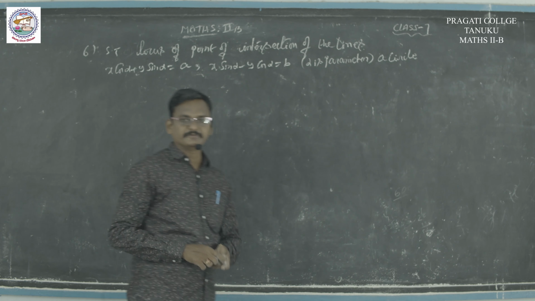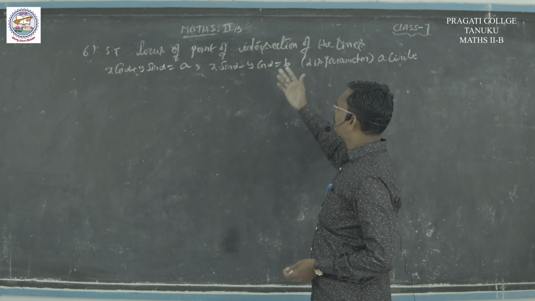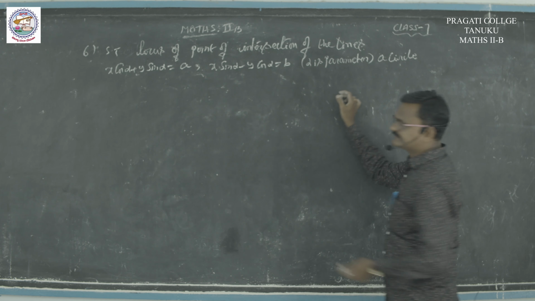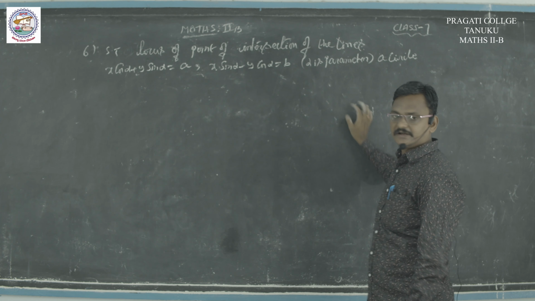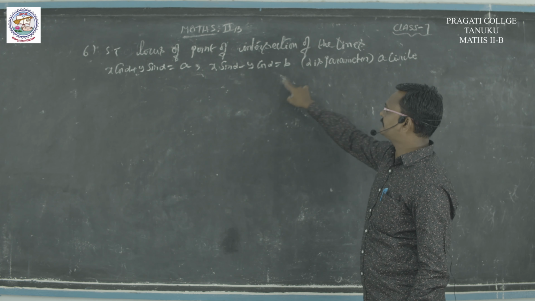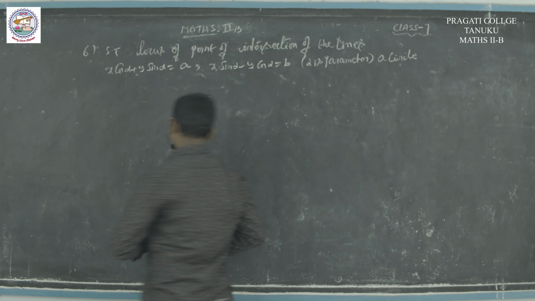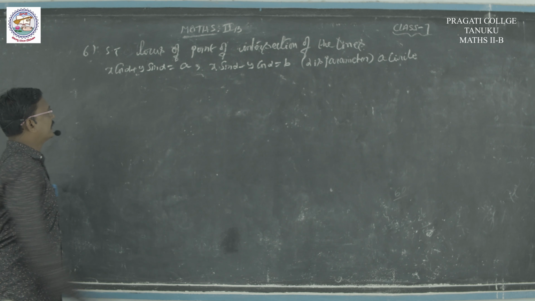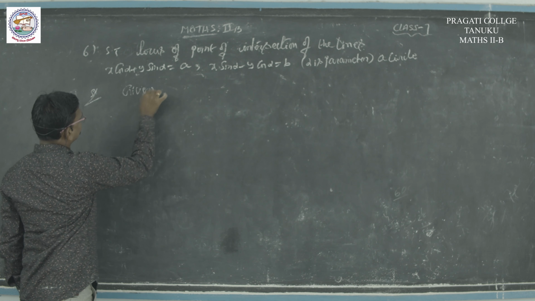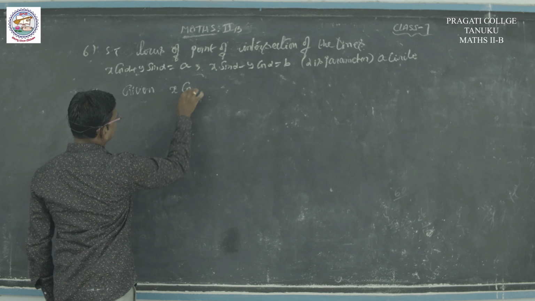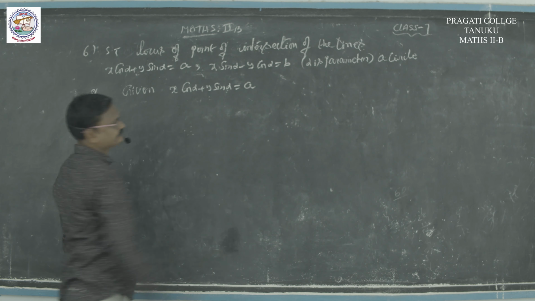So the next problem is, show that the locus of point of intersection of the lines x cos alpha plus y sin alpha is equal to a, and one more line, x sin alpha minus y cos alpha is equal to b, represents a circle. That we have to prove here. For that, given first one is x cos alpha plus y sin alpha is equal to a.